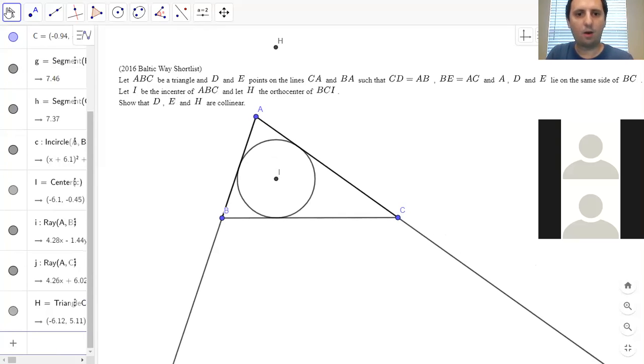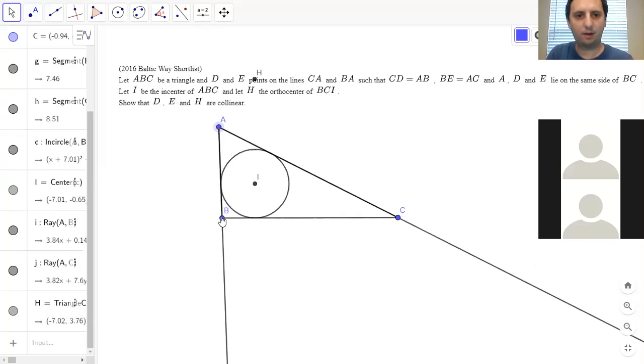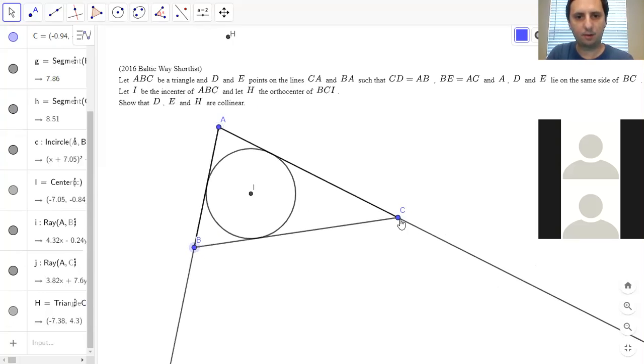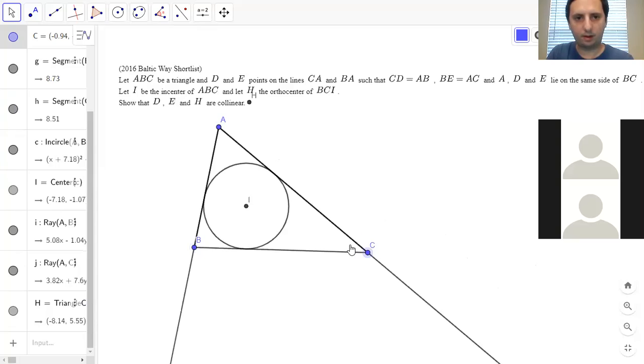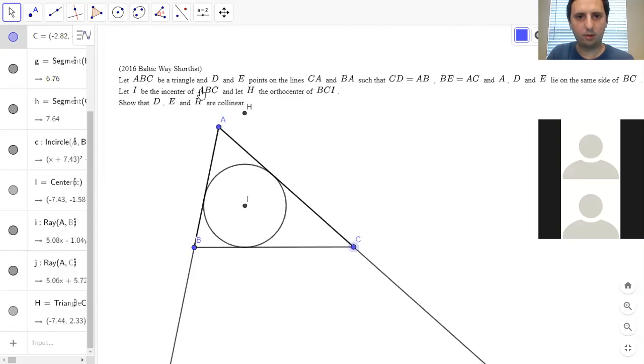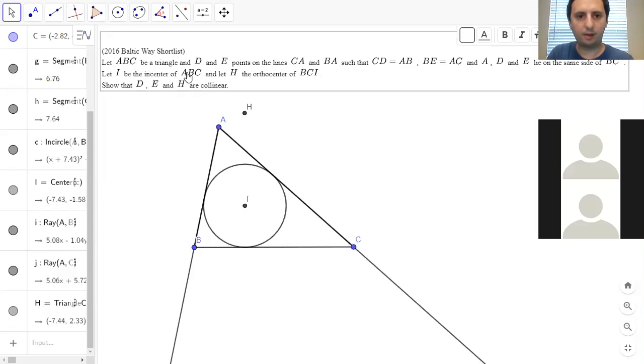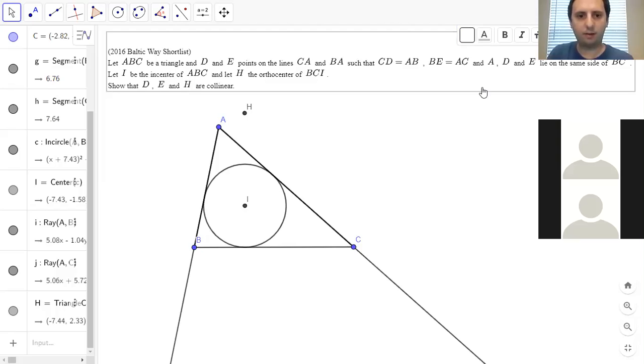Okay, oh, I think I did this before. I forgot exactly how to do it. But yeah, I think I did this before. So that means I is the orthocenter of BCH. And then CD equals AB. Oh, actually, now I'm not sure if I did it.